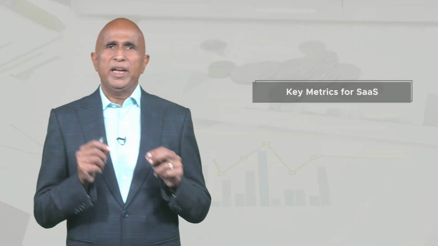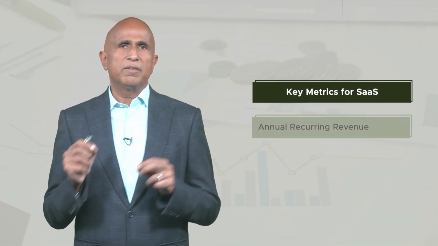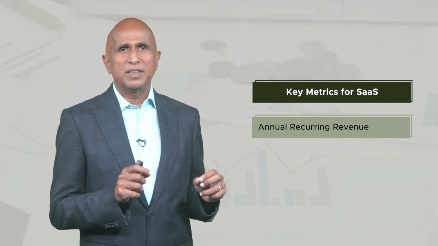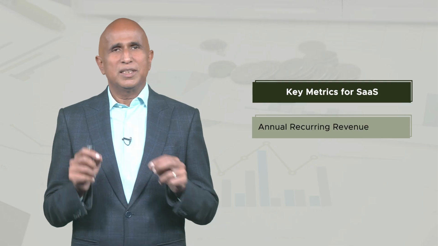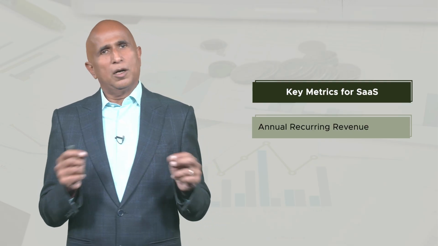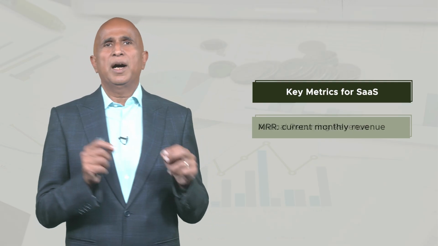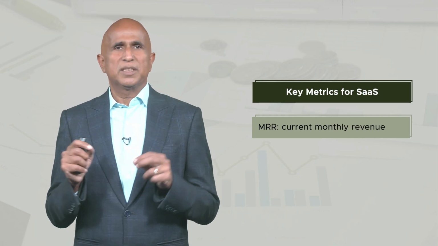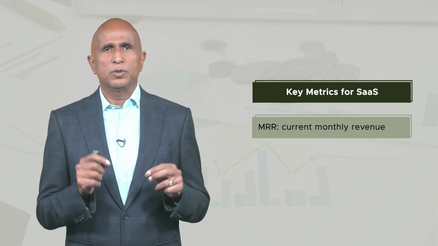Hi, let us now look at metrics and measurement in SaaS companies. Since SaaS is a subscription business, recurring revenue is a very important metric. So, ARR, annual recurring revenue, which is the current month revenue multiplied by 12, is a critical metric. Or it could also be MRR, monthly recurring revenue, which is current month revenue.